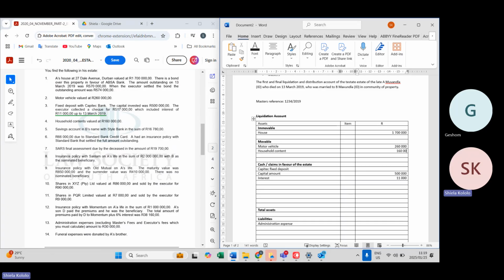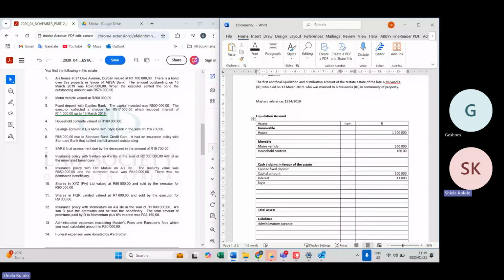And then you can do item 5 as well, the next one. Item 7: account with Standard Bank in the sum of 16,708. Savings. This one can fall in a cash claim in favor of the estate. Yes, you see? And why are we including it? Because they are married in community of property. So because they are married in community of property, we are going to include it.